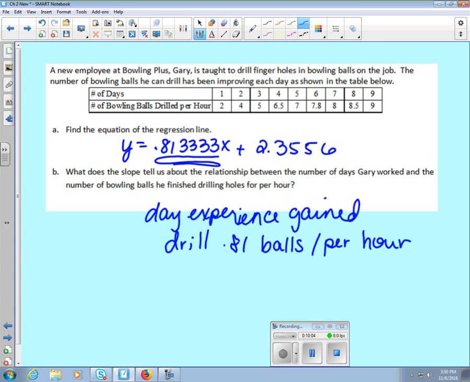If he had 0 days of experience, well, then he's probably only going to get that 2.3556. He's only going to get that many balls done with 0 days of experience per hour. So anyway, we can see that as he's gaining in experience, he's going to be quicker and faster. And so that's what the data is showing me.